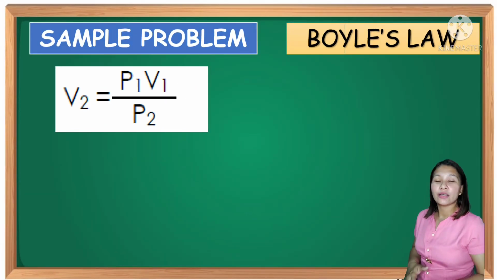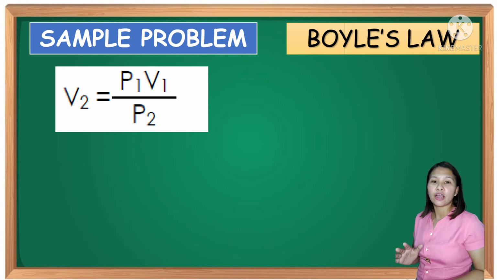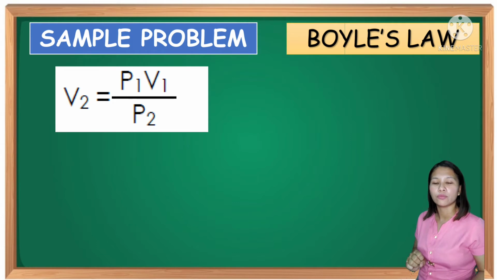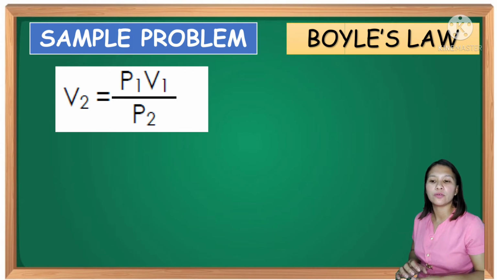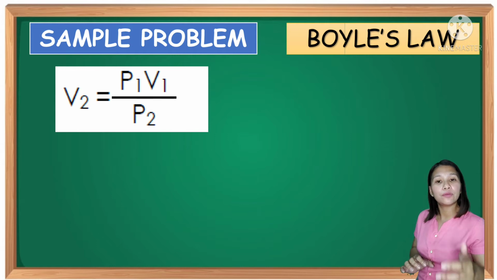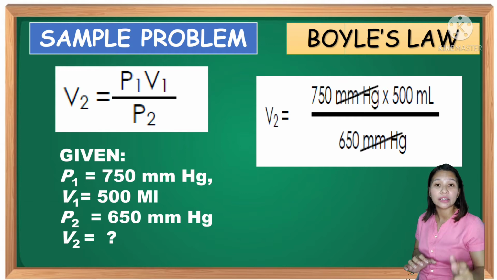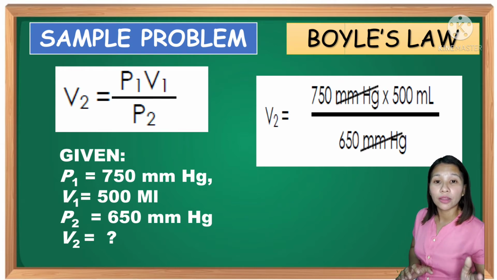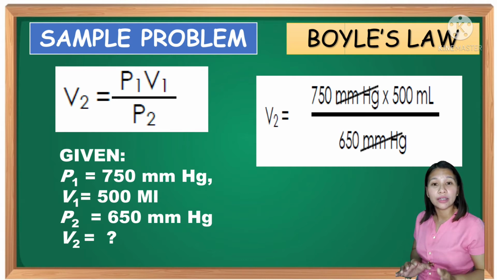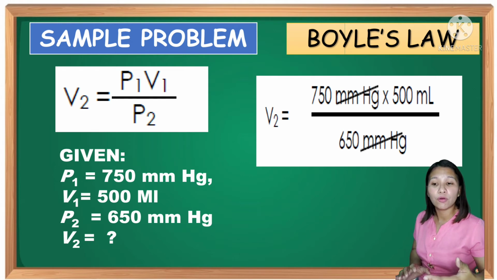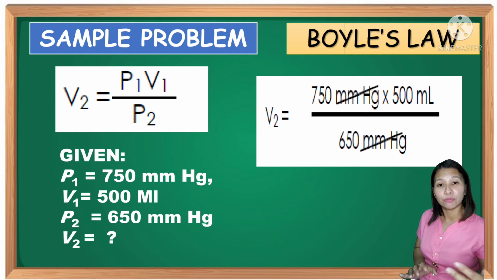Now that we have already derived the formula for us to solve V sub 2, or the final volume, let's now substitute the values. So we have V sub 2 is equal to P sub 1, which is 750 millimeter mercury, times V sub 1, which is 500 ml, divided by P sub 2, which has the value of 650 millimeter mercury.